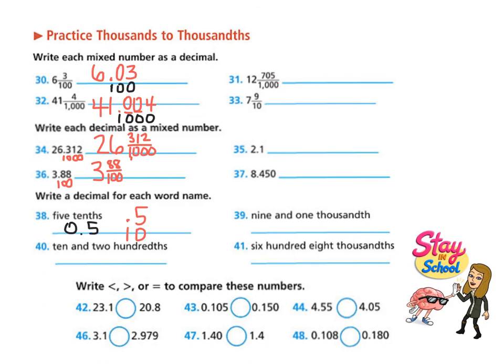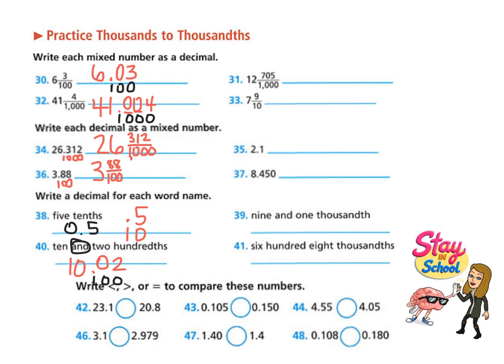The next one says 10 and, ooh, there's the decimal point word, and 2 hundredths. So that means 10 is out front on the left side, so 10 and, if I want 2 hundredths, let's use my trick. So put the 1 underneath the decimal and then the 2 zeros. So for the 2 to be in the hundredths place, that opens up a gap. So 10 and 2 hundredths looks like 10.02. Your job will be to complete 39 and 41.